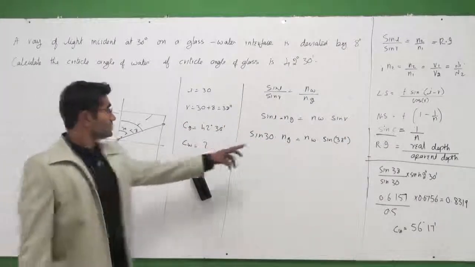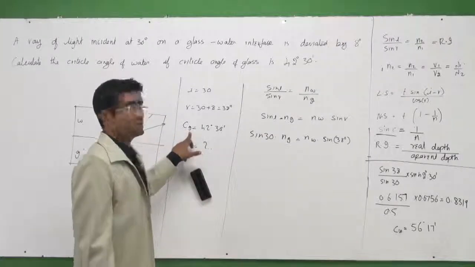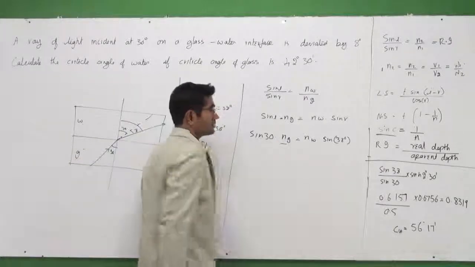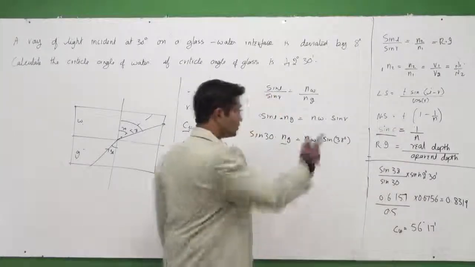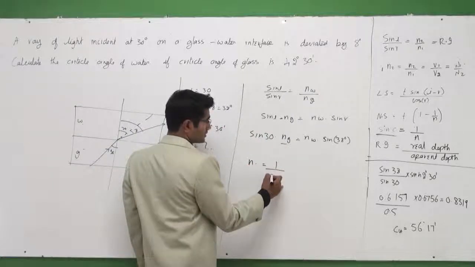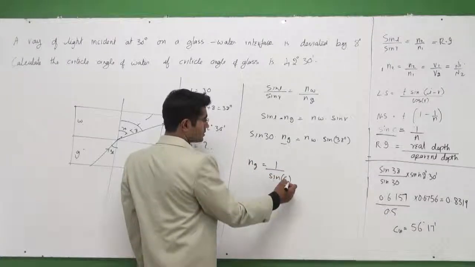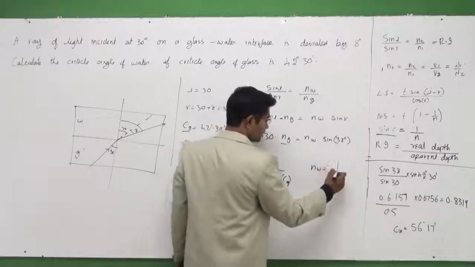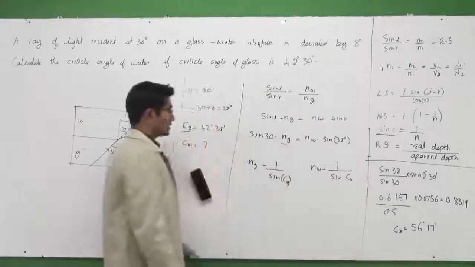Since N glass and NW are not given to me, what is given to me? CG, the critical angle of glass, is given to me. Can I connect CG and NG somehow? There's a formula which says sine of the critical angle is given as 1 by N. So using that, N of anything can be given as 1 by sine of the critical angle of that particular medium. If I'm talking about glass, I can say 1 by sine of the critical angle of glass, and the refractive index of water can be given as 1 by sine of the critical angle of water. Very simple. Okay, this is a relation.